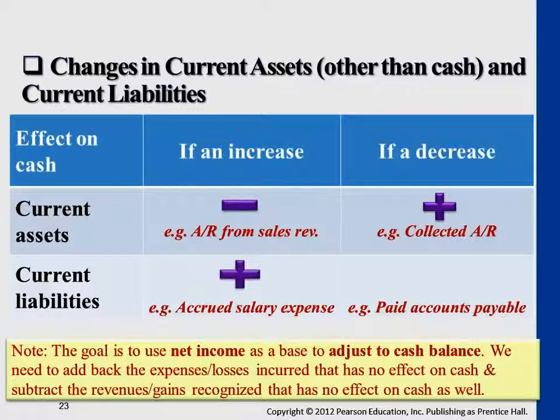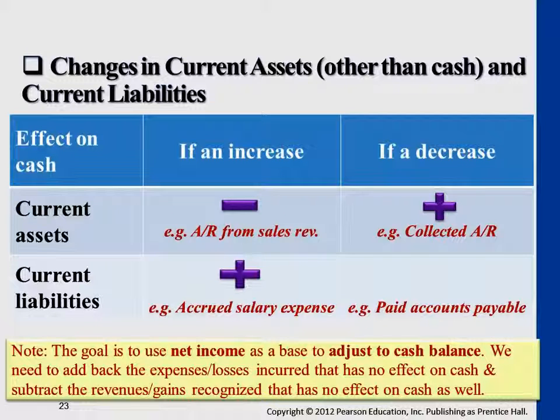Okay, for liabilities, if we increase current liabilities, meaning last year's current liability was $5,000, this year is $10,000. The difference is an increase in current liabilities. At the same time, the left side will be some type of expense increase. So the amount of expenses was already subtracted in net income. We want to add it back.